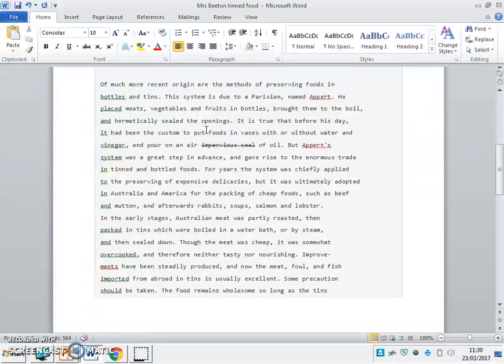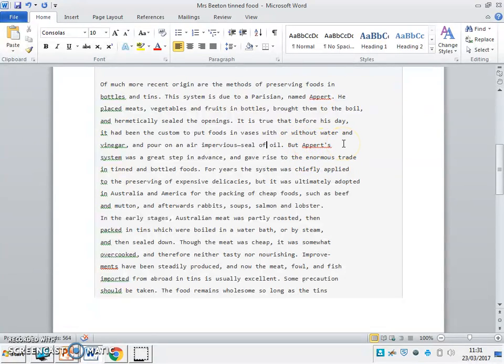Okay, so what's happened? In fact, I'm not leaving that out because I know what seal means. Oh, it's an air seal. It seals out the air. Look. So it's true that before his day, it had been the custom to put foods in vases with or without water and vinegar and pour on an air seal of oil. Left that word out, and I've still got the overall meaning. And if I wrote seal of oil, it would actually mean the same as air impervious seal of oil. So rather than getting really hung up on the word impervious, if I look at the whole sentence, I can work out from the context that it just means they used to seal it with oil.